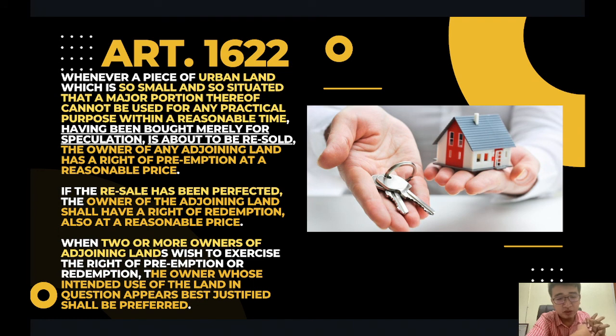When two or more owners of adjoining lands wish to exercise right of preemption or redemption, the owner whose intended use of the land in question appears best justified shall be preferred. So, in case na dalawa yung adjoining land, kung sino daw yung may makapag-justify ng best use ng land, then therefore siya yung may-ari. And that could be best decided. If it cannot be decided amicably, it can be decided by the court.